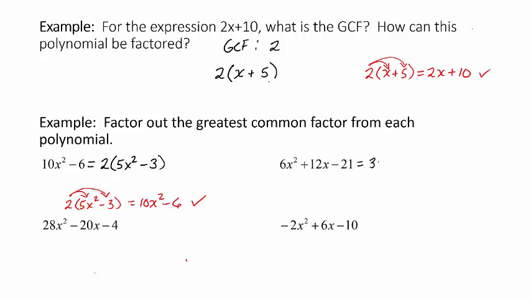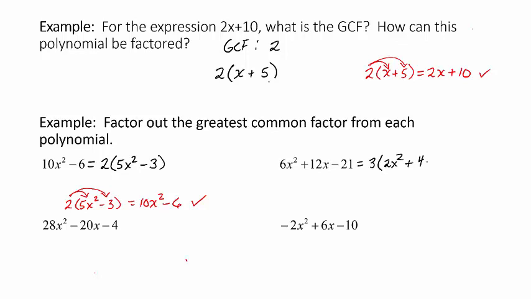So if we factor out a 3, 3 times what gives us 6x squared? Well, 2x squared, right? 3 times 2 is 6. 3 times what gives us 12?